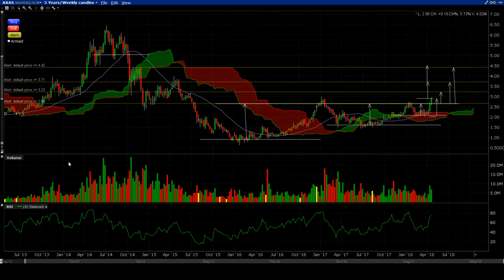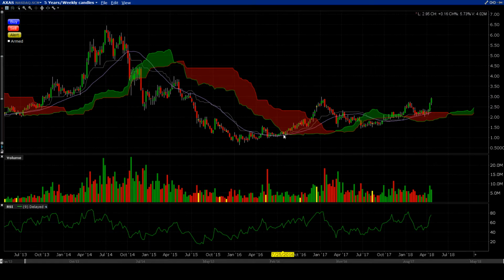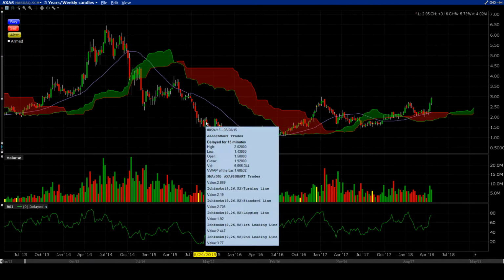Don't need that. Let's remove all these trend lines. And remember, with the Ichimoku cloud, if you're below the red cloud, it's a downtrend. If you're above the green cloud, it's an uptrend. You could do the same thing with a 30-week moving average, seeing if it's angling upwards or downwards.